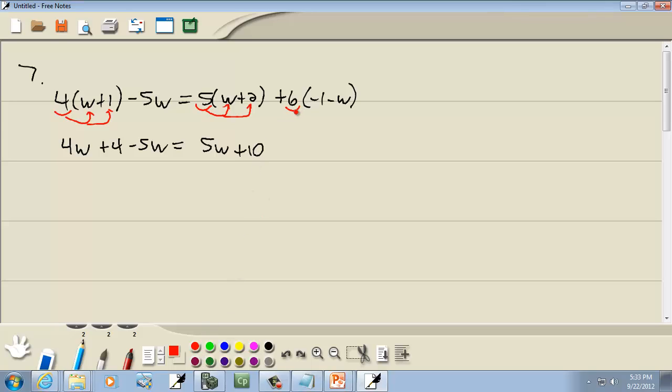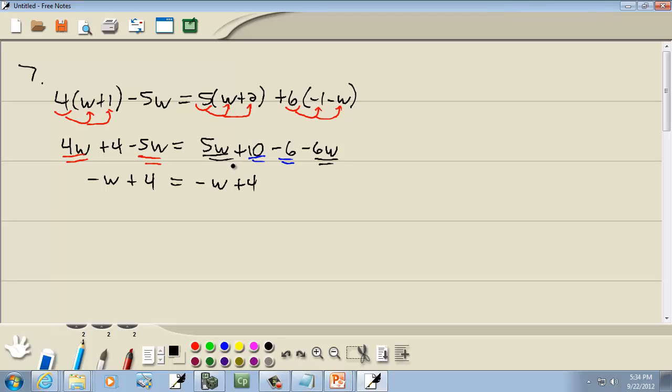And one more time, we'll take this 6 and multiply it times negative 1 and times a negative w. Well, 6 times negative 1 is negative 6. 6 times negative w is negative 6w. Well, we want to combine together like terms. Over on the left side, we have 4w minus 5w. That gives us negative 1w or negative w plus 4. Over on the right side, we got 5w minus 6w. That gives us negative 1w or negative w. And we have 10 minus 6. That gives us 4. So combine together like terms, combine together numbers on any step.